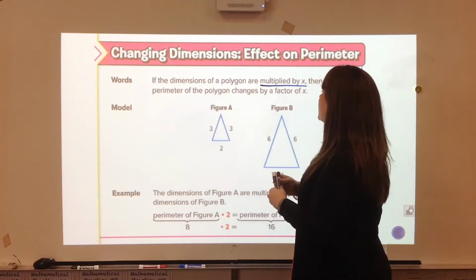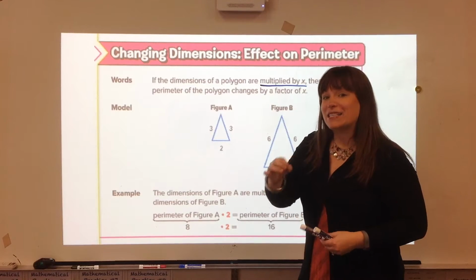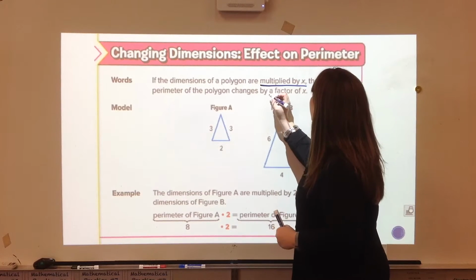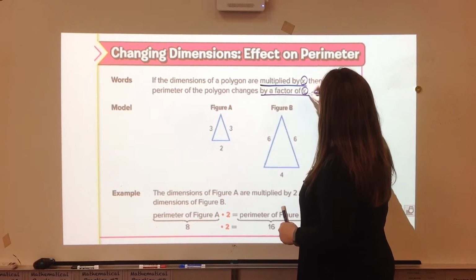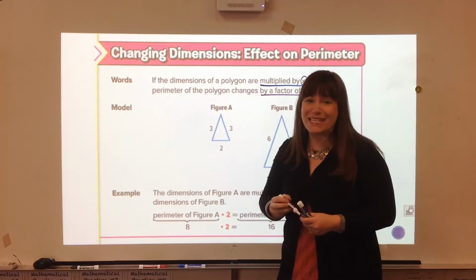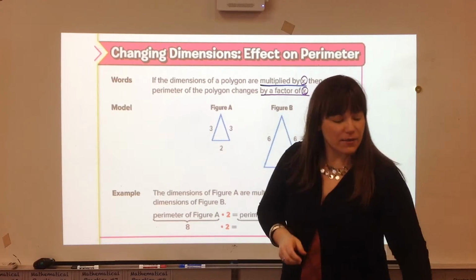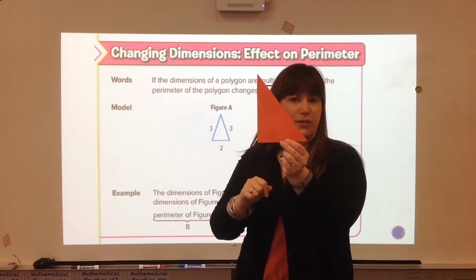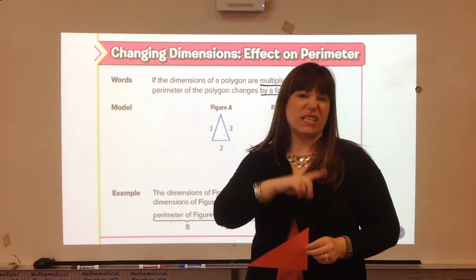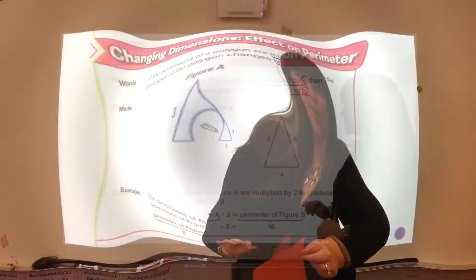The perimeter changes by that same number. So I want you to underline by a factor of x. So we have x here and x here. Those are the same letters, meaning that if we have the dimension, this length, doubled, the perimeter of the entire shape will also be doubled.